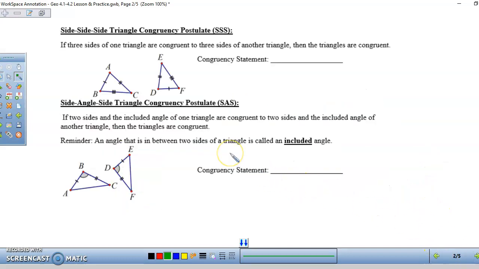Okay, so we have, to start with, two different reasons, postulates in fact, for how you can prove that triangles are congruent to each other without knowing all of the parts. You actually only need to know 3 of the parts. And those S's stand for side. The A here stands for angle. So if I know side, side, side, if I know 3 sides of one triangle are congruent to 3 sides of another triangle, then the triangles have to be congruent.